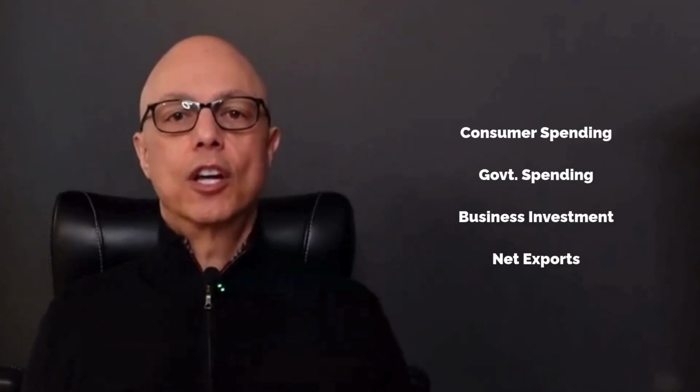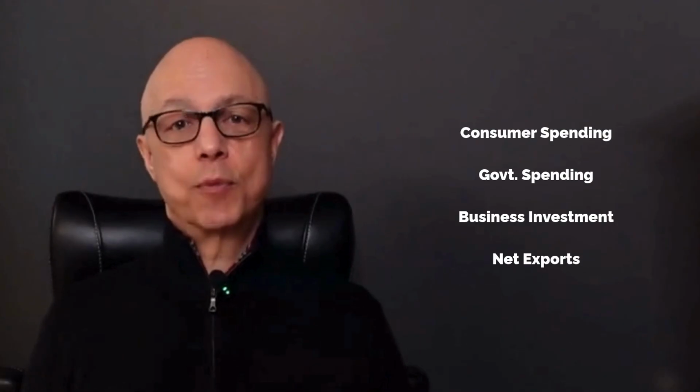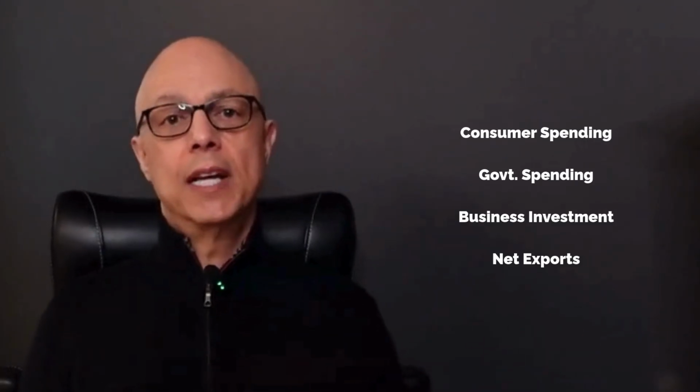GDP stands for Gross Domestic Product, and at its core, it measures the total value of all finished goods and services produced within a country during a specific period, usually a quarter or a year. It's built from four components: consumer spending, government spending, business investment, and net exports. That's exports minus imports. And each of those components tells you something different about where economic activity is coming from.